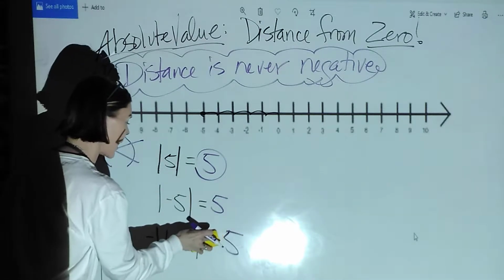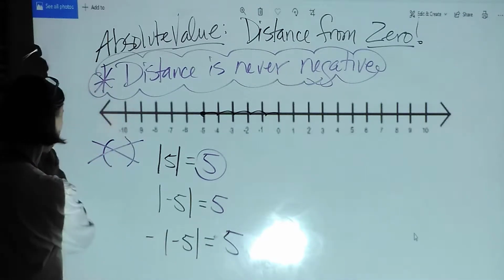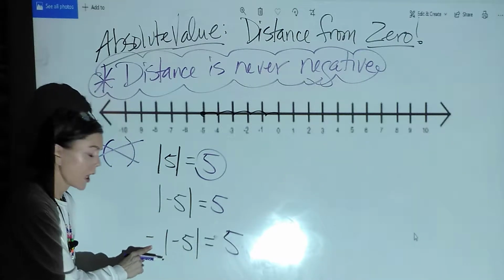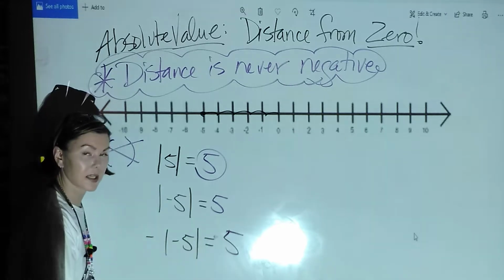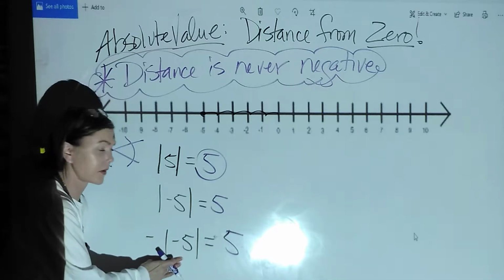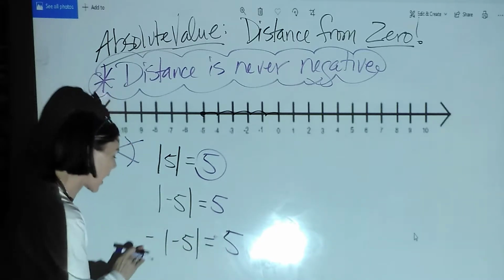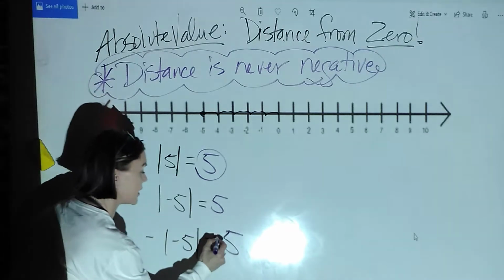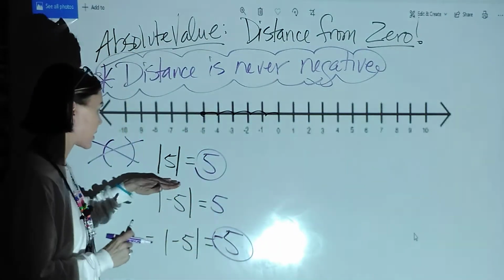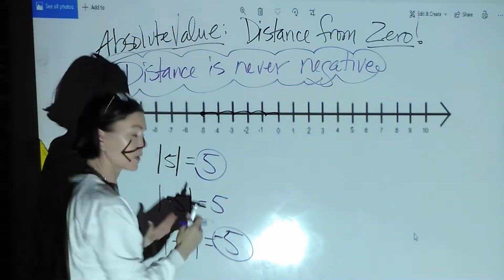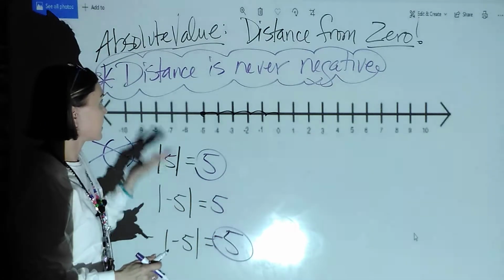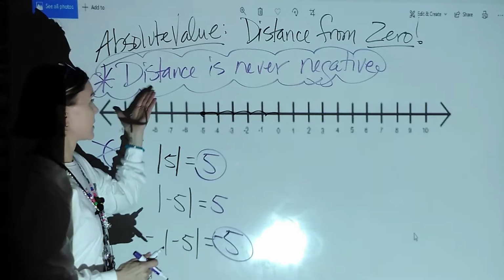Or you can say that this negative symbol just means, the way that I like to say it is, give me the opposite of whatever the result of this is. Well, the distance from 0, the absolute value of a negative 5, is 5, and the opposite of a positive 5 is a negative 5. So that's generally speaking, so we understand what these line things mean. That's what it means. Absolute value, distance from 0, and distance is never negative.